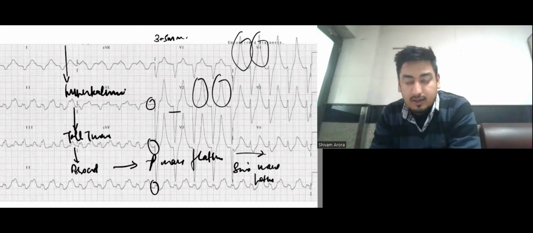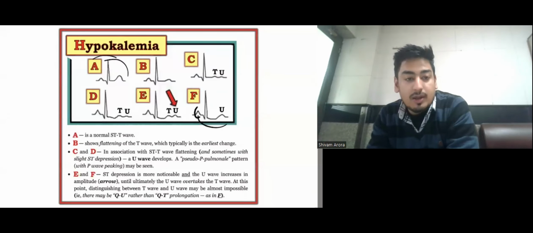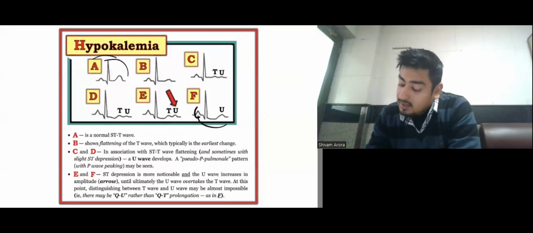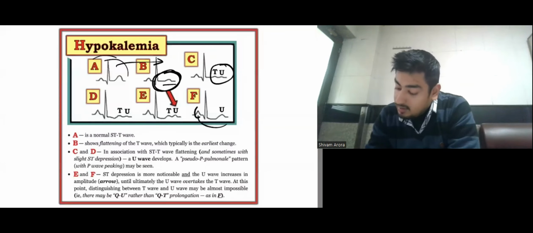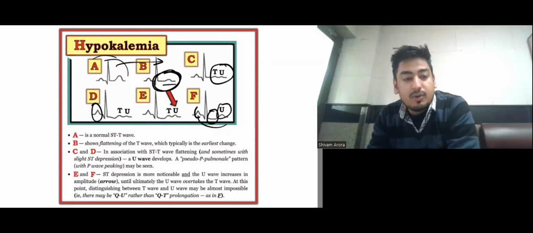Okay. So after hyperkalemia, let us discuss hypokalemia. In hypokalemia, there is flattening of the T wave. Here we can see that when potassium level decreases, there is flattening of T waves and appearance of U waves. P waves slightly become prominent, and in the end, T waves are absent and there is a prominent U wave.